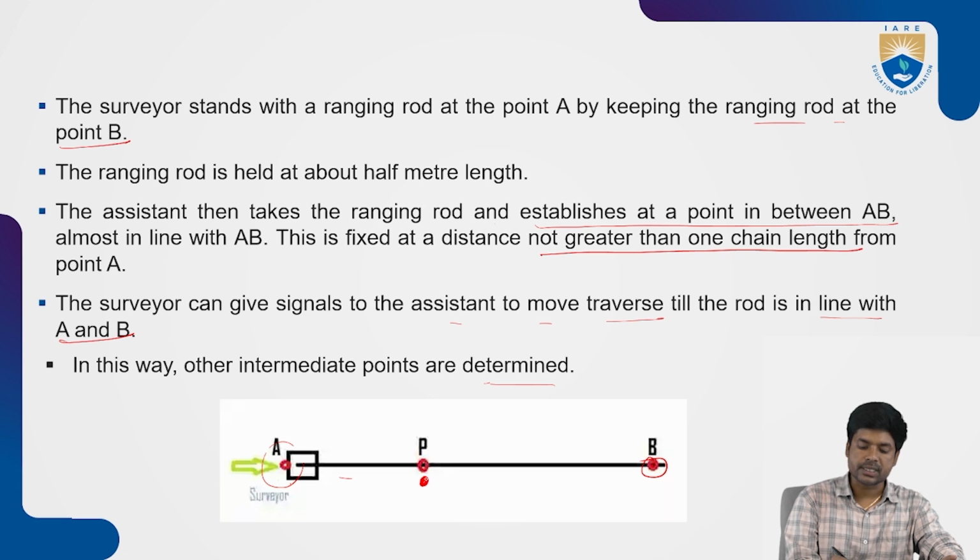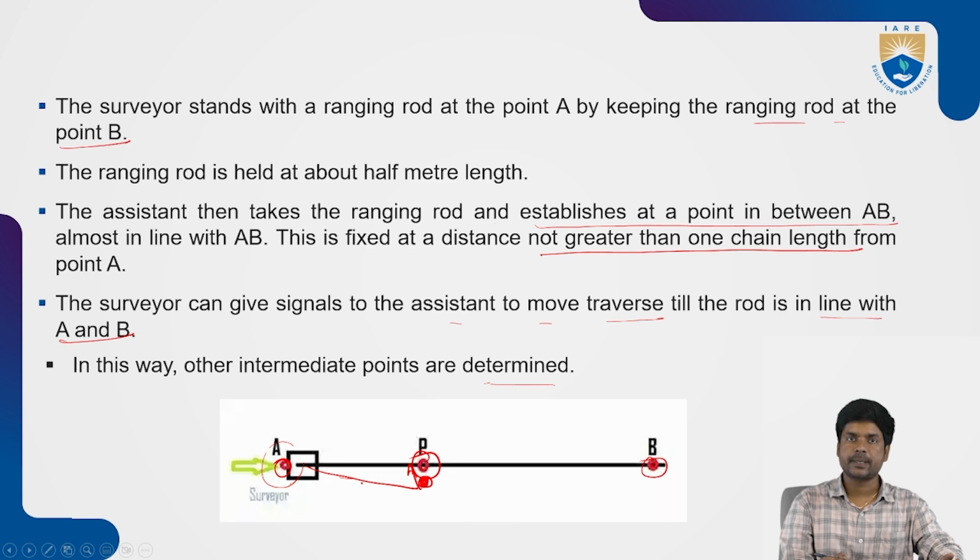at some other places like this. So to avoid these inaccurate intermediate positions, from this position he is going to guide the assistant to move towards the line AB. Okay, like this we are going to establish the intermediate points.